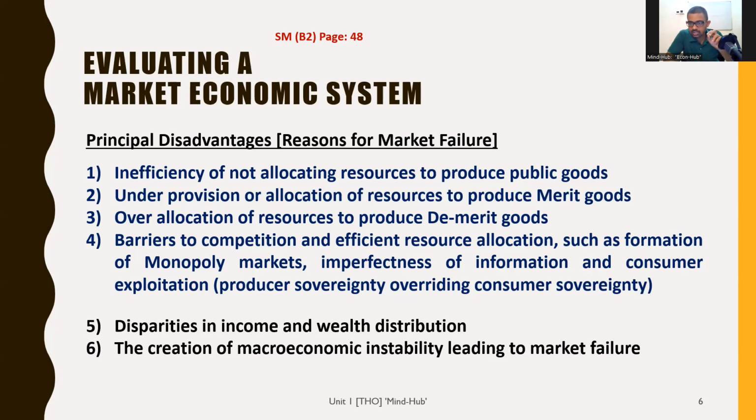What is the mechanism we use in the market economic system to allocate our scarce resources and solve basic economic problems? Yes, I'm getting some answers: price, or the price mechanism. Price is the invisible hand that does all this, but the mechanism is called the price mechanism. Very good. Then in a command economic system, we use the central planning mechanism.